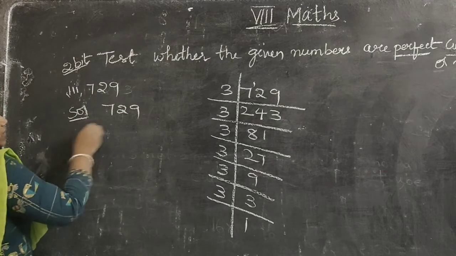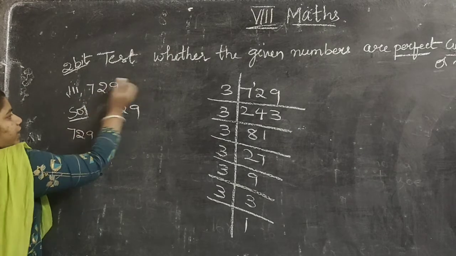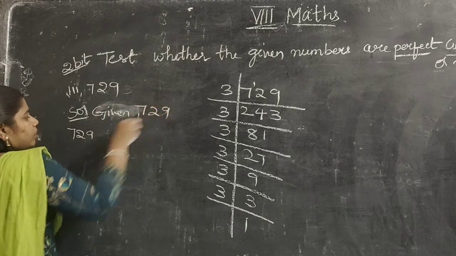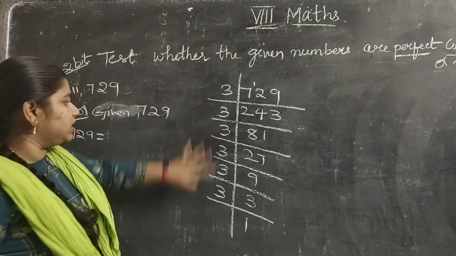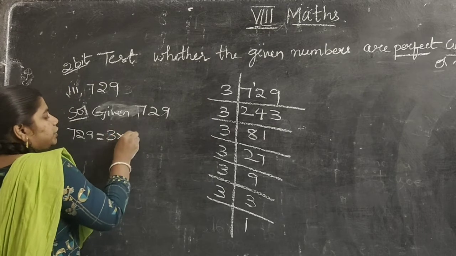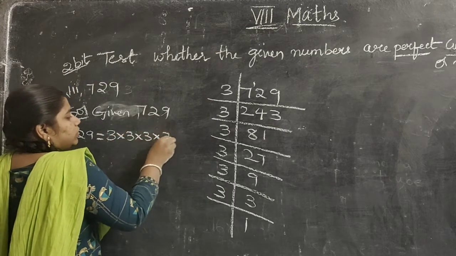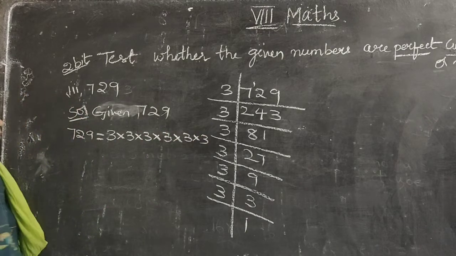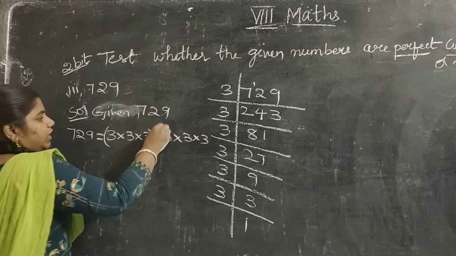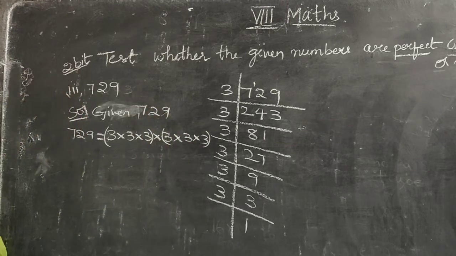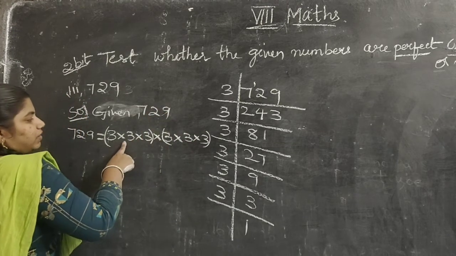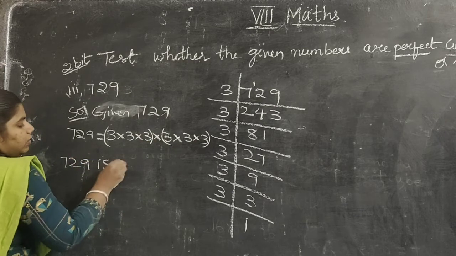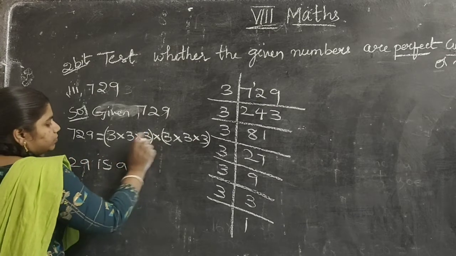So we can write this 729 in the form of 3 into 3 into 3 into 3 into 3 into 3. So how many 3s did you get? Total 6 3s are there. So what do you mean by perfect cube? Perfect cube is product of 3 equal factors. So you are having three 3s as one group, and this is the second group. So 729 is a perfect cube number.